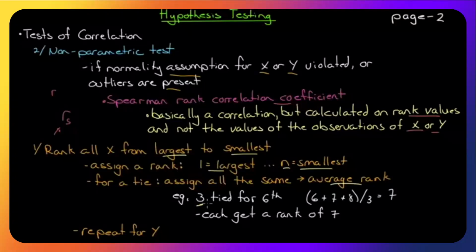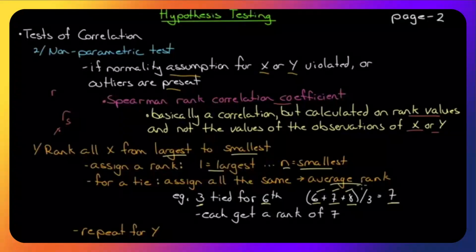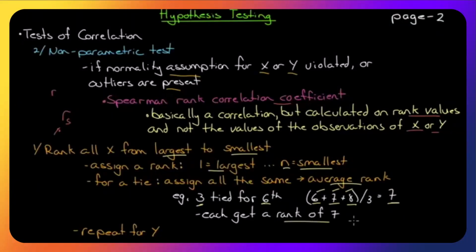So let's say we have 3 values tied for the 6th rank. So position 6, position 7, position 8 are all the same x value. Add them up, divide by 3, we get an average of 7. They each get a rank of 7. Once we do that for x, then we do that for y. We do them independently and we rank them from the highest to the lowest.